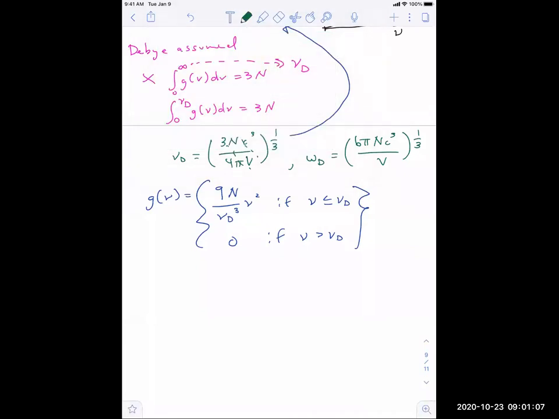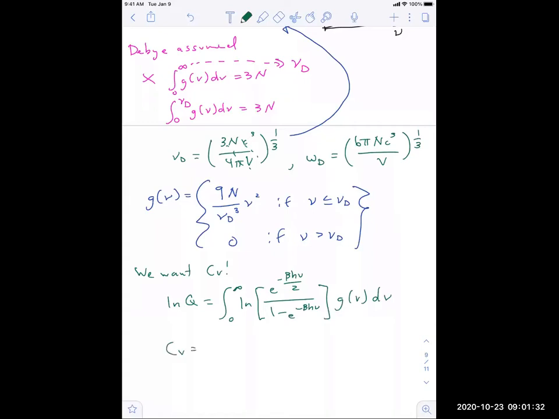All right, so why do we do all this? We want a model for CV. So we know that, as I wrote before, we can write the log of Q in terms of the single particle vibrational partition function times our function for the density of states. You know, CV equals dE/dT, and then E equals minus d log Q/d beta.